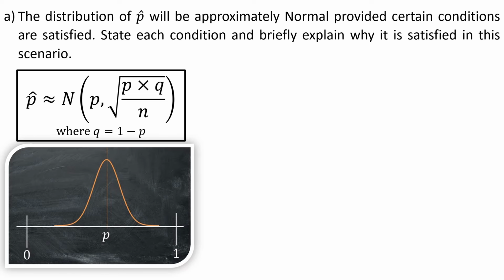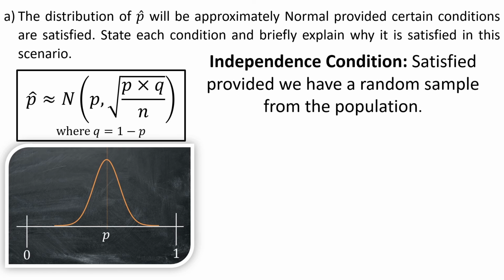In class, I mentioned 4 conditions, but for the purpose of the exam, you only need to take into account 2 conditions. The first one is the independence condition. This condition is satisfied provided we have a random sample from the population. In this scenario, it's stated that we're going to take a random sample, so we're good.